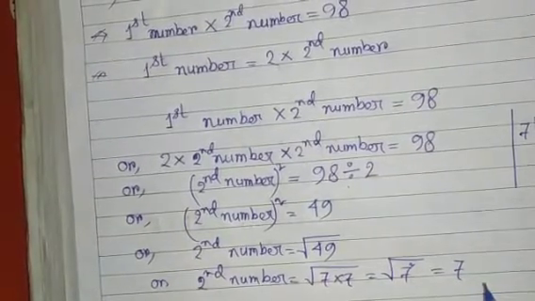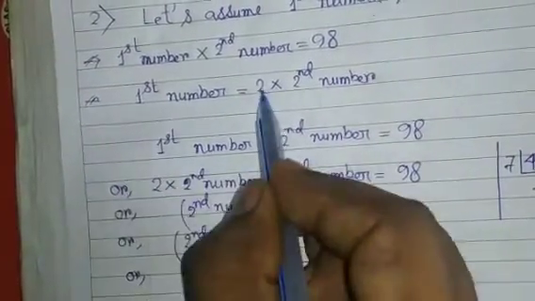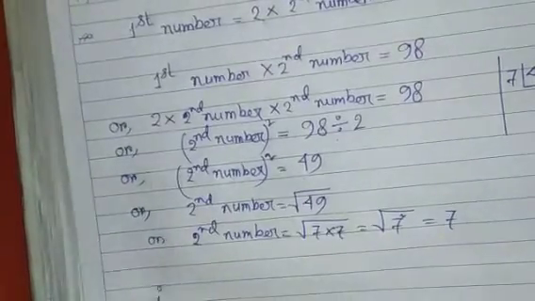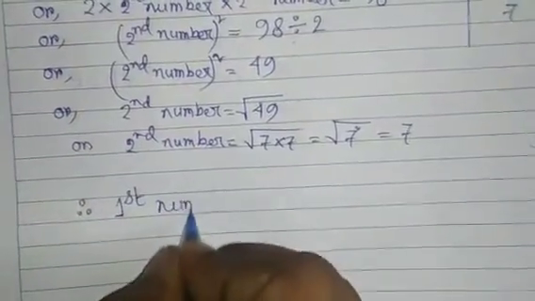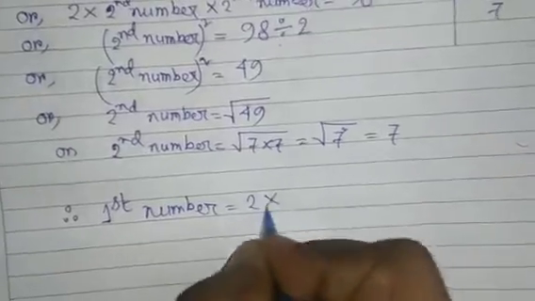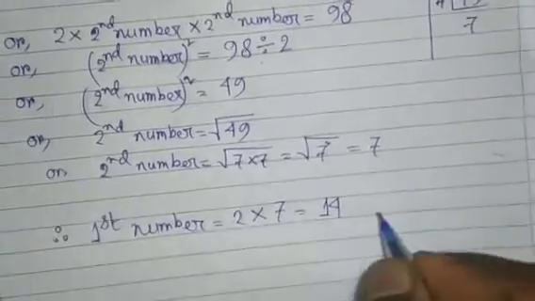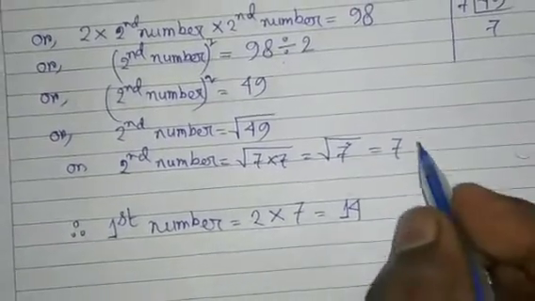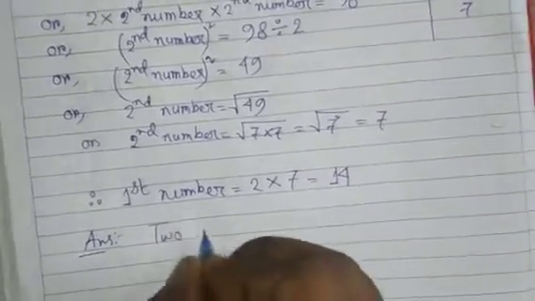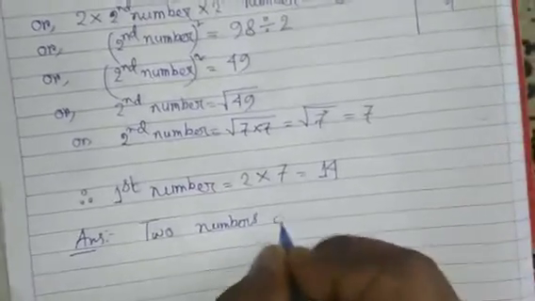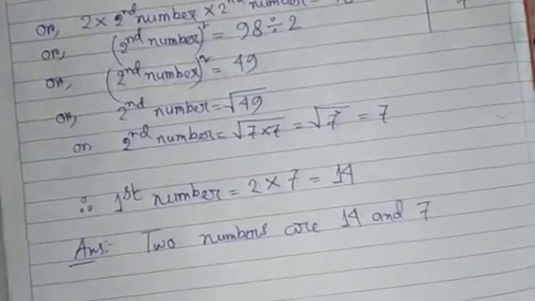Now how can we get the first number? Look, at this second condition, first number is equal to 2 into second number. Therefore first number will be what? 2 into second number. And what was the second number? It is 7. That means 7 twos are 14. So we have got the first number as well as the second number. So in the answer section, write, the two numbers are 14 and 7. I hope you get it.